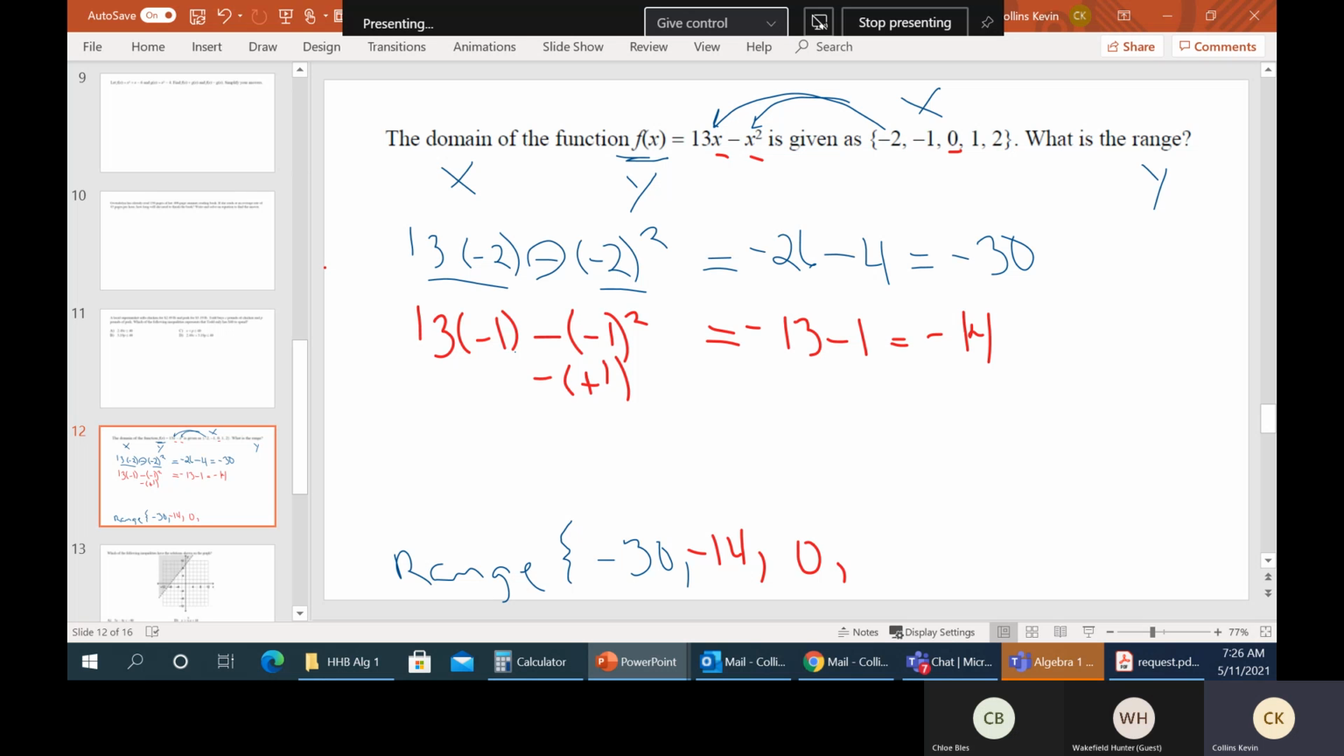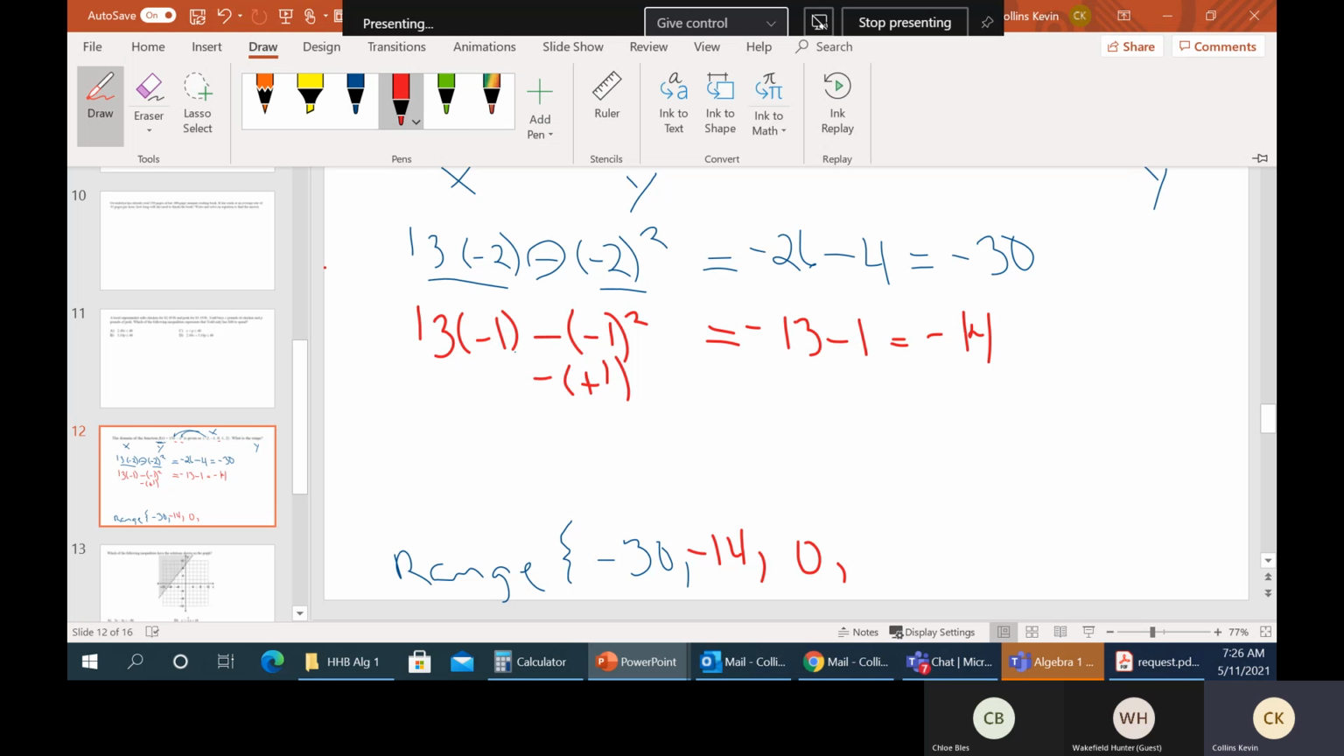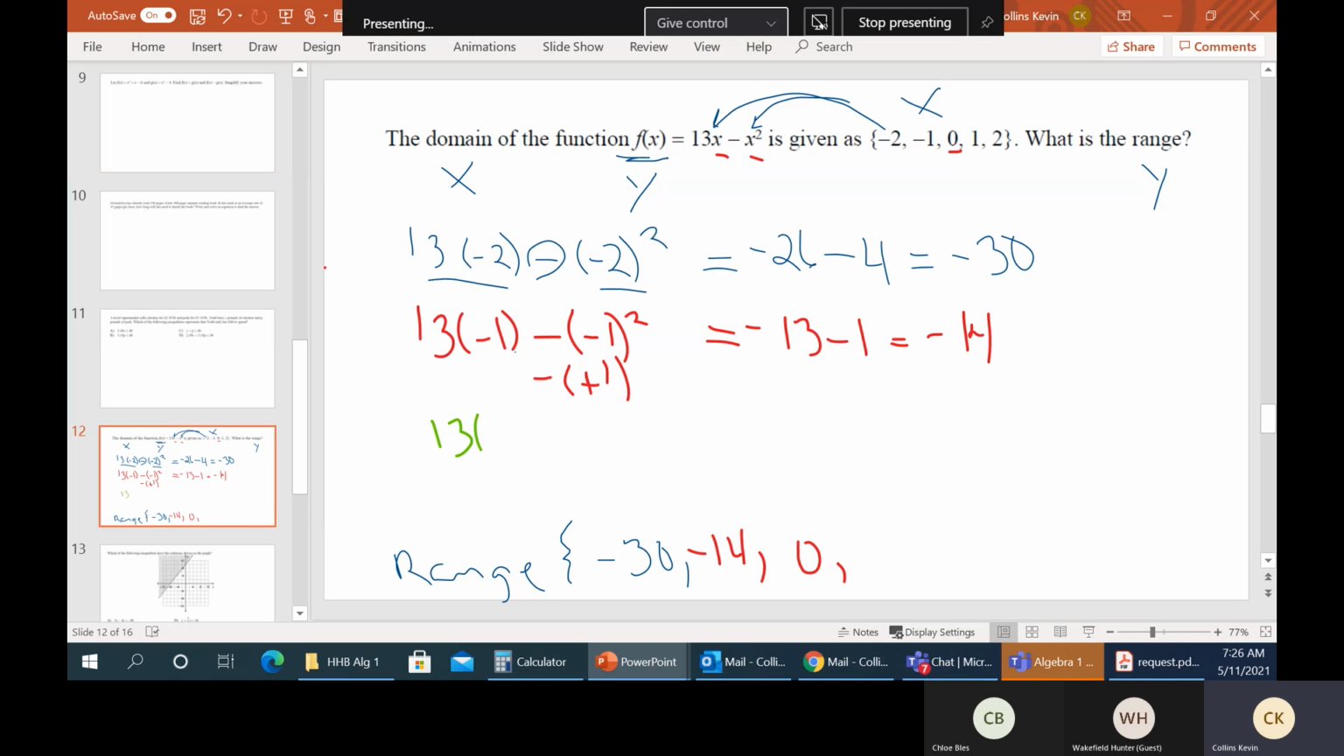Cool. All right, so next one we've got 1. Let's change up here again. So then we're going to have 13 times positive 1, and then minus 1 squared. So this time it's 13 times 1, that's going to be a positive 13. And then minus 1 squared is still 1, so minus 1. So this guy's going to be positive 12. So it's going to go there.